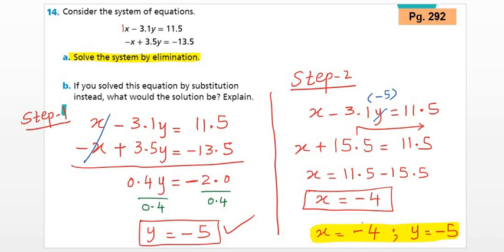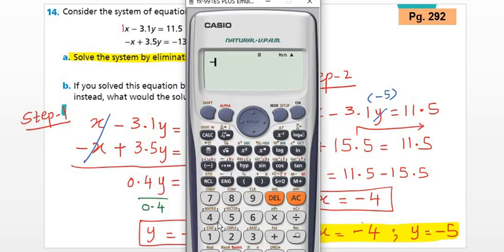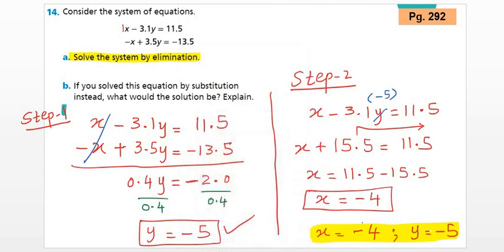And this can also be done on the calculator. You can write -2 divided by 0.4, so it will give us -5. See, after this, the next step is very simple. You have to go for the substitution. Here I substituted y with -5 and I have chosen the first equation for substitution. The next steps are very easy.